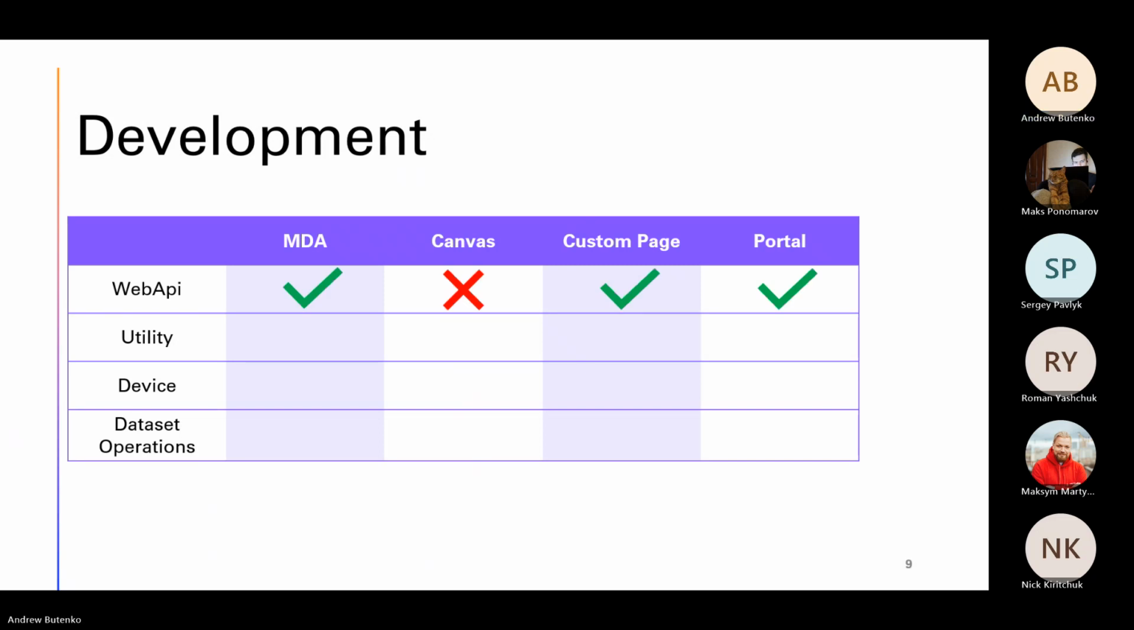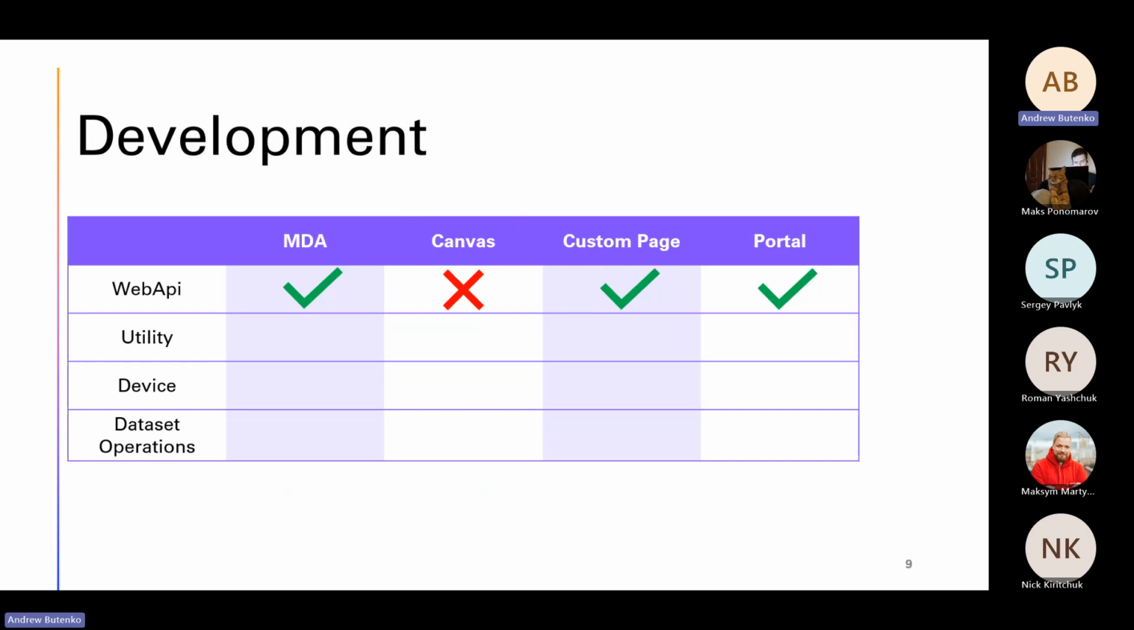Web API. Web API is natively available for model-driven apps, custom pages, and portals with one small trick that I will talk about just a few seconds later. So that's really a cool difference, because when you're building a Canvas app, it's not possible to use the native web API, because it's obvious.